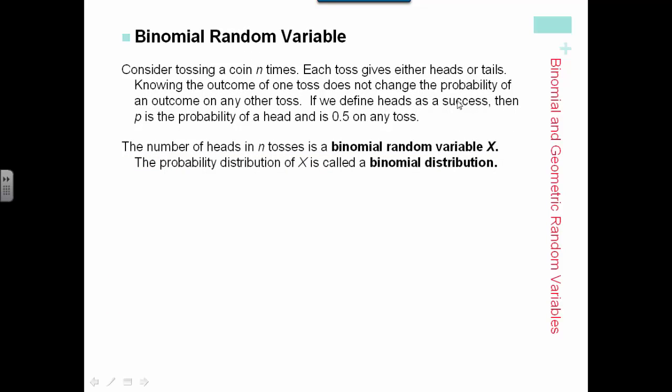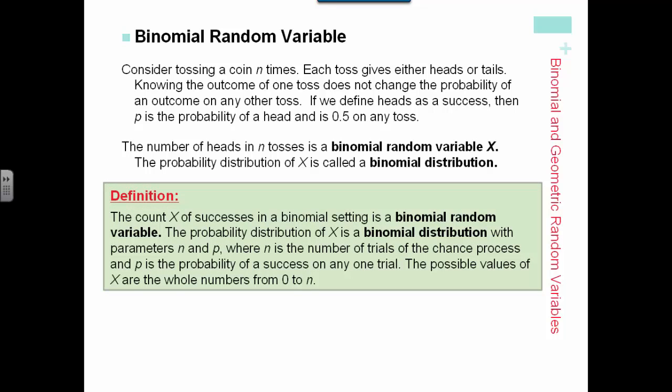Consider tossing a coin n times. Each toss gives either heads or tails. Knowing the outcome of one toss does not change the probability of an outcome on any other toss. If we define heads as a success, then p is the probability of a head, and is 0.5 on any toss. The number of heads in n tosses is a binomial random variable X. The probability distribution is called a binomial distribution.